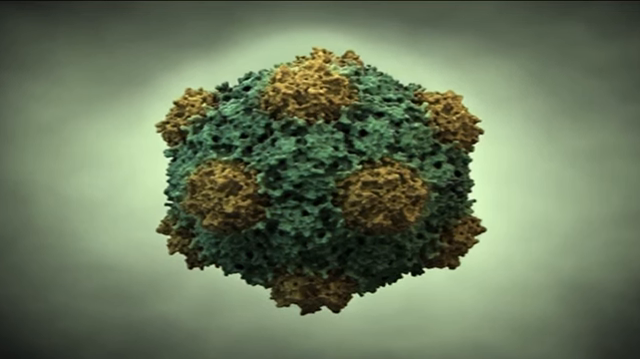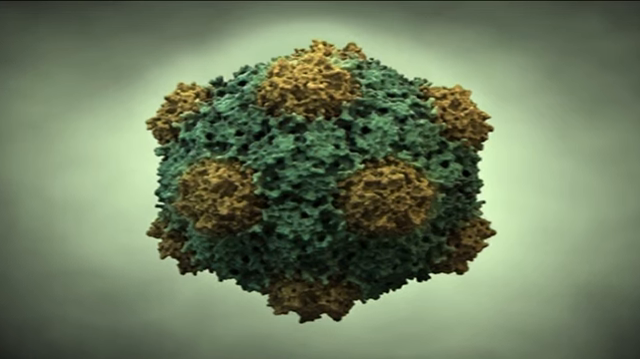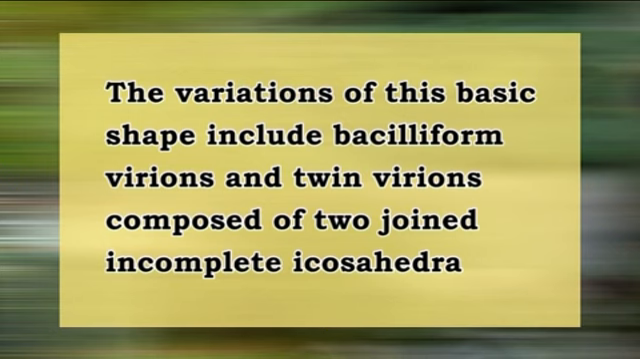The second type of virus particle is icosahedral. The variations of this basic shape include bacilliform virions and twin virions, which are composed of two joined incomplete icosahedra. In the icosahedral virions, the genomic nucleic acid forms a partially ordered ball inside the proteinaceous capsid. The icosahedral and elongated virions alike can self-assemble in a test tube if the nucleic acid and protein subunits are incubated under proper conditions.